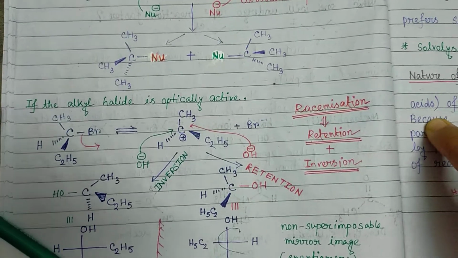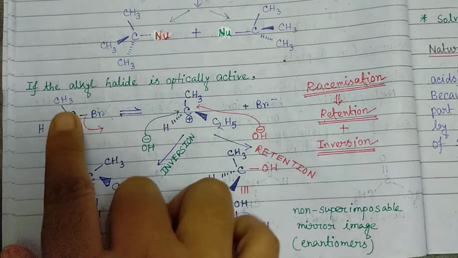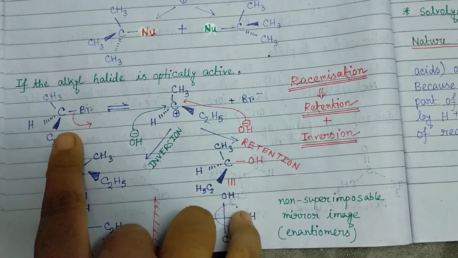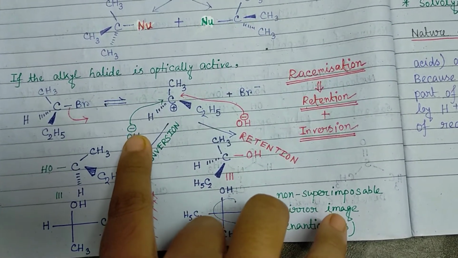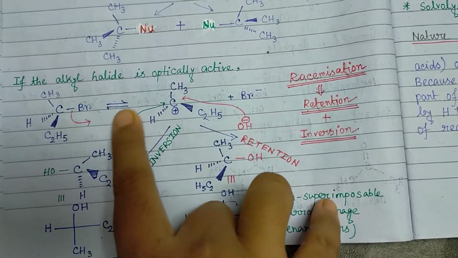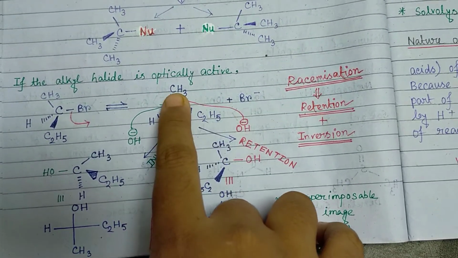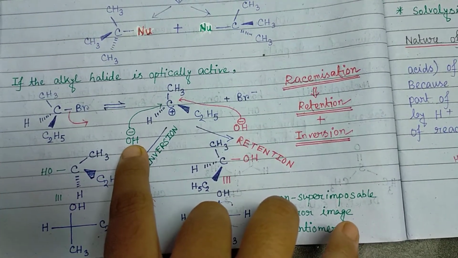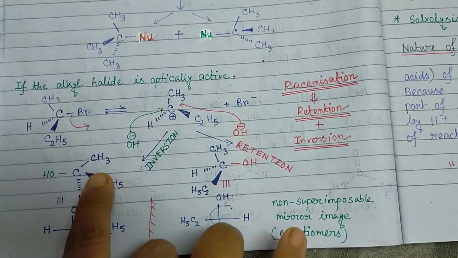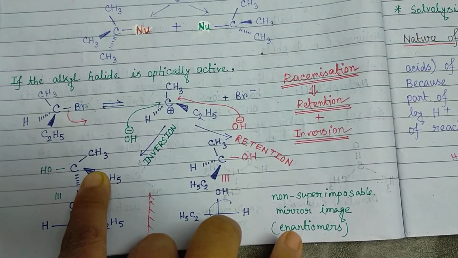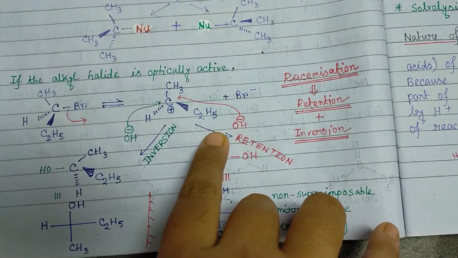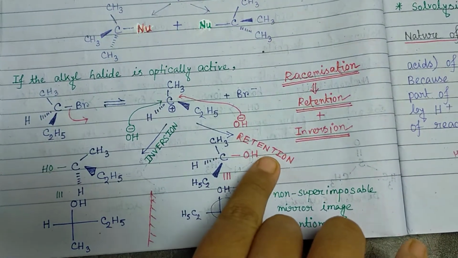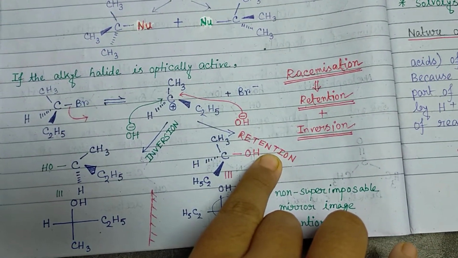If the alkyl halide is optically active like this one, where four different groups are present on the carbon, then the two attacks by the nucleophile, one from this side and another from this side, will give us two products. In the case of this one, the nucleophile is attacking from the back side, so this product will be with inversion of configuration. And in the case of this one, the nucleophile is attacking on the same side as the leaving group, so here it will be retention of configuration.